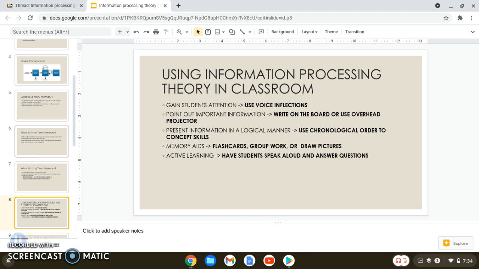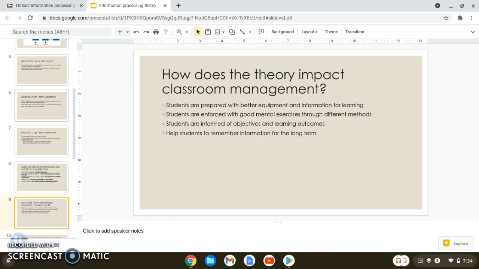Memory aids such as flashcards, group work, or drawing pictures. Active learning, having students speak aloud and answer questions.